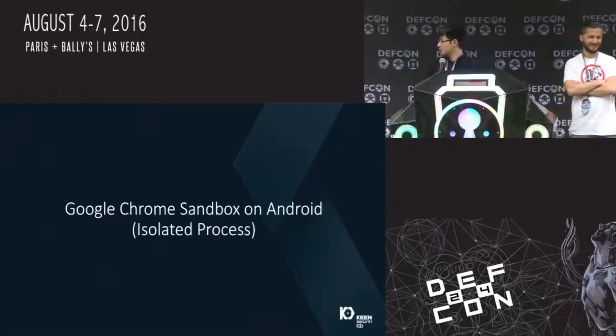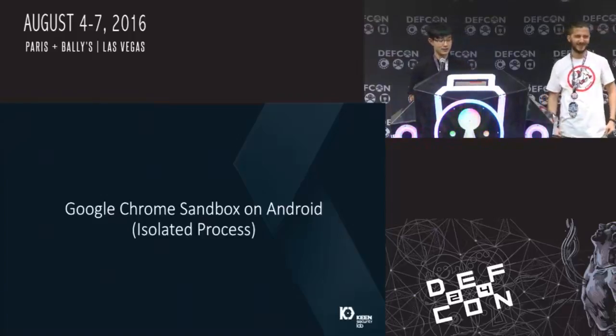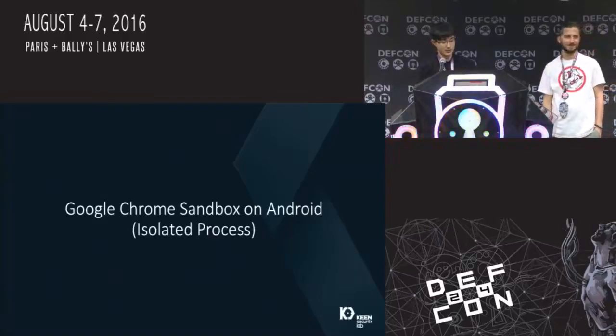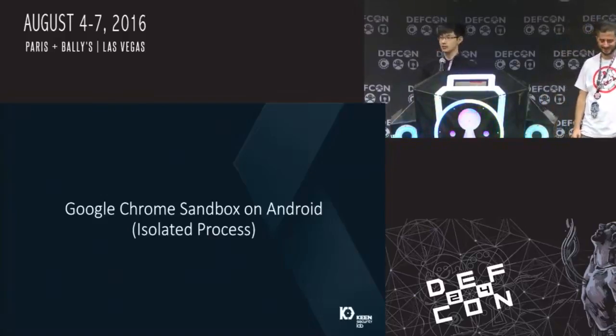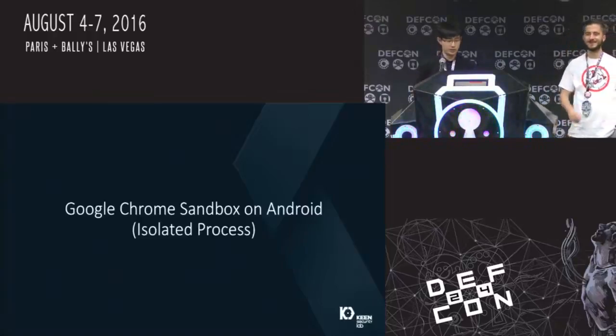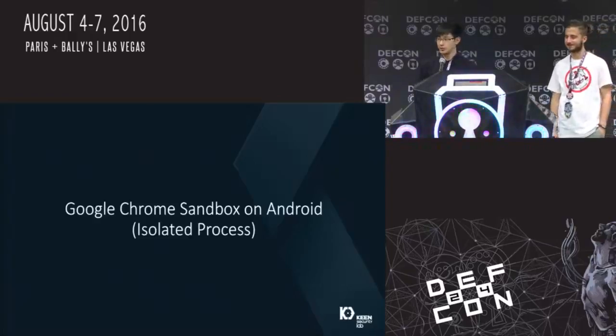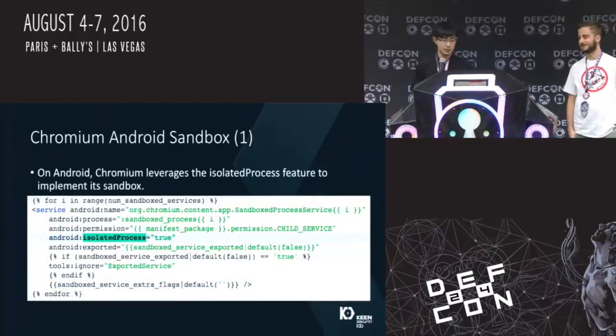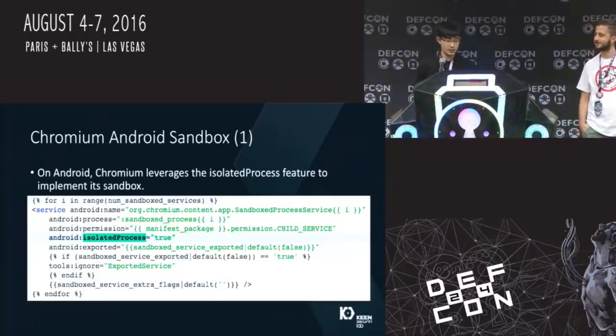So now let's move to the Android or Google stuff. There's a big difference between Android and iOS. On iOS, almost every application is sandboxed by default. But on Android, you need to opt in and use the isolated process feature to handle a sandbox in your own process, and Chrome leverages this isolated process feature to implement its own sandbox.